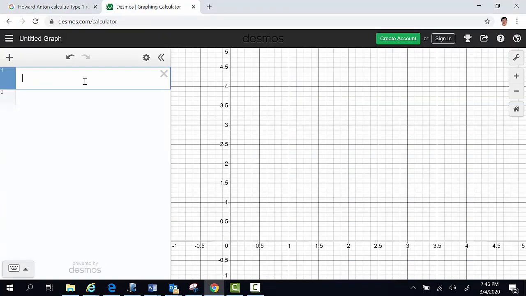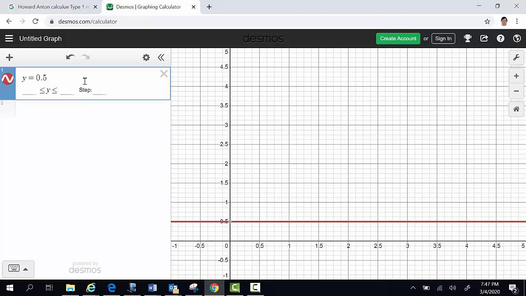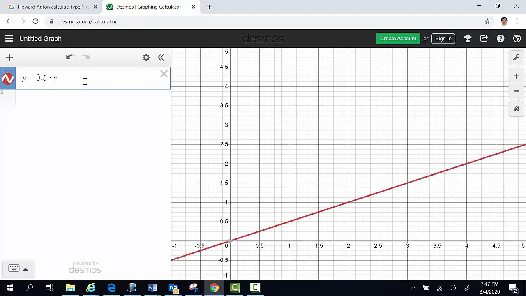Let's use Desmos to sketch the region R. First, we enter the equation y equal to 0.5 times x. This is a straight line. You can see that when x equal to 0, y equal to 0. When x equal to 1, y equal to half. When x equal to 2, y equal to 1. This is a straight line.